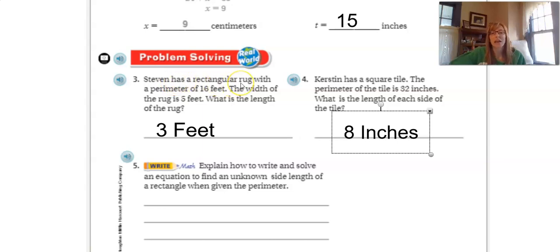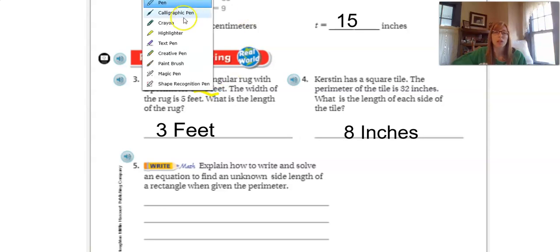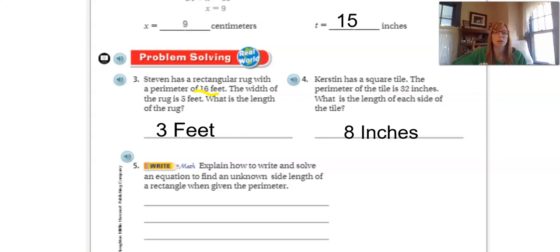Stephen has a rectangular rug with a perimeter of 16 feet. So hopefully you saw that 16 feet right here, that was your total perimeter, okay? I really wish I could get my highlighter to work. So right there, 16 feet. The width was 5 feet, okay? What is the length of the rug?